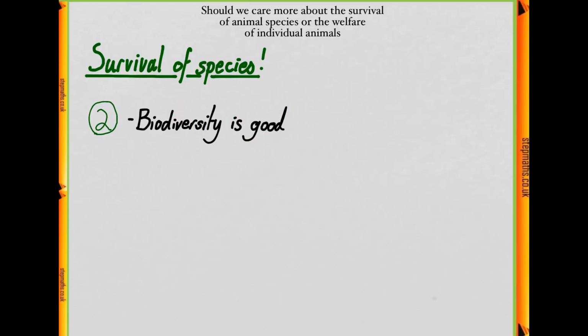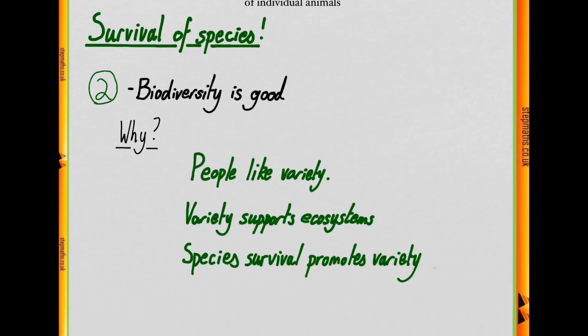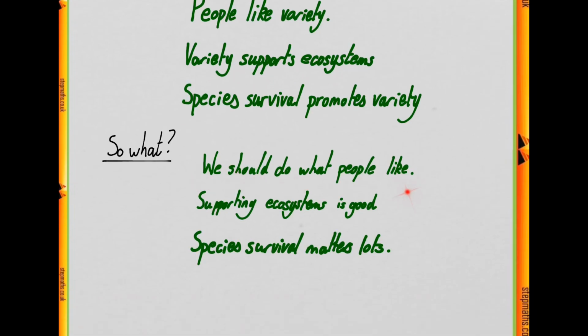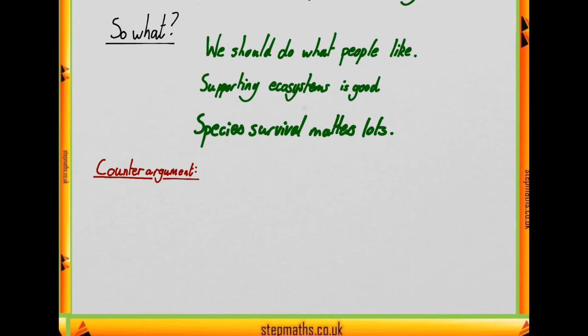A second point would be that, well, biodiversity is good. Why? Well, people like variety, and variety supports ecosystems. If species survive, then there's more variety of species, which people like, and this supports ecosystems. We might ask, so what? Well, we should do what people like. Supporting ecosystems is good, and therefore survival of species matters a lot, because it does a couple of good things. Can you think of a counter-argument to this?